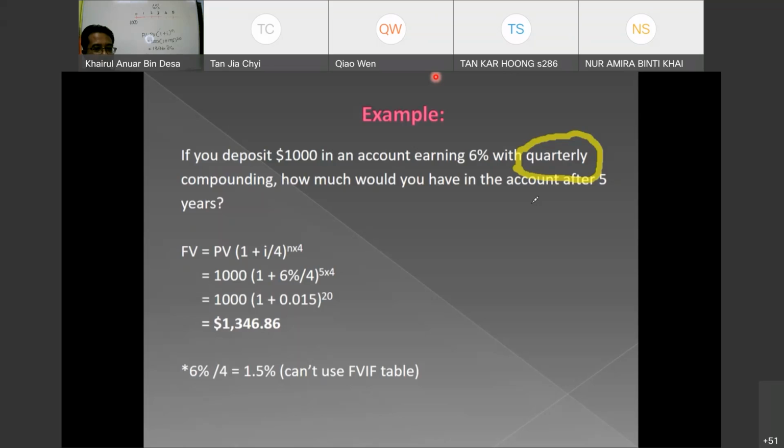Okay, Mira. Okay, in a year, we have 12 months. So, month 1 to month 3 is 1. Month 4 to month 6, 2. Month 7 to 9, 3. Month 10 to month 12 is 4. So, 4 times in a year. That's what we call quarterly. Quarterly means 4 times in a year.